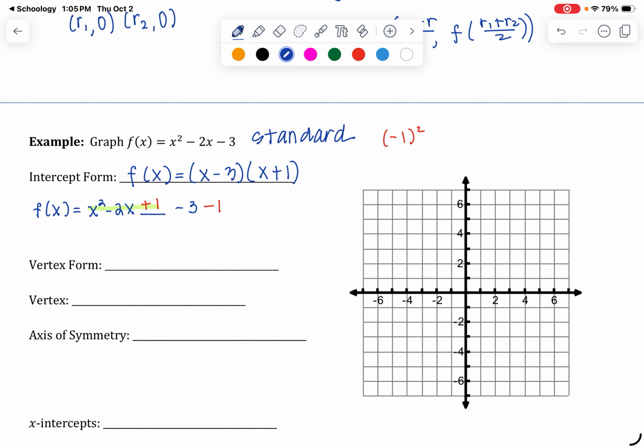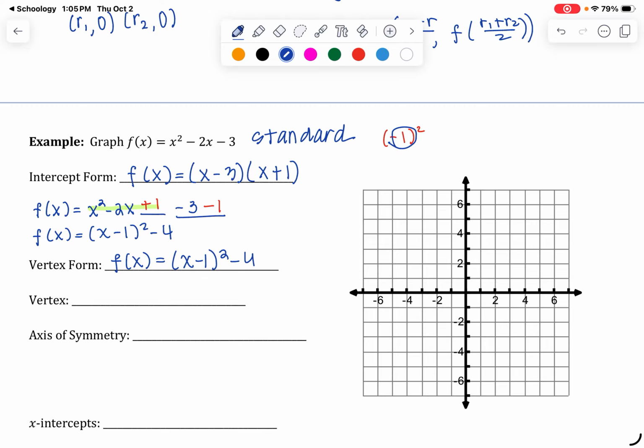So we have f of x equals, this factors to x minus 1 quantity squared. Remember, it's just x, whatever that number is, quantity squared, and then combine these two, which is -4. So there's your vertex form: f of x equals x minus 1 quantity squared minus 4, okay?